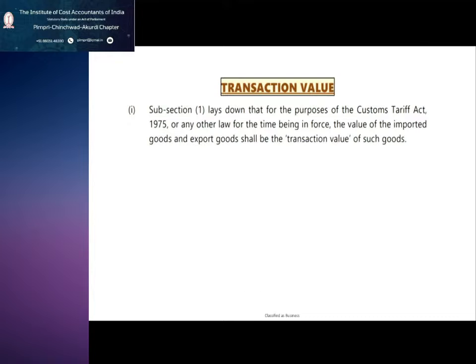So in this valuation, first thing we need to understand is the transaction value. So what is meant by transaction value? As per the Customs Tariff Act or any other law for the time being in force, the value of imported goods and export goods shall be the transaction value. Here they just mentioned the value of imported goods and the export goods. So what does that value mean? That value only we are going to see subsequently.